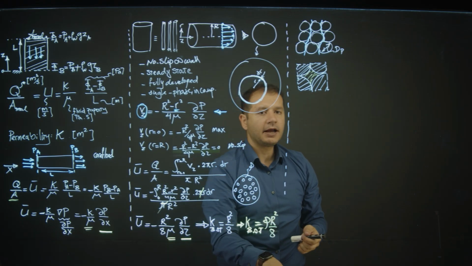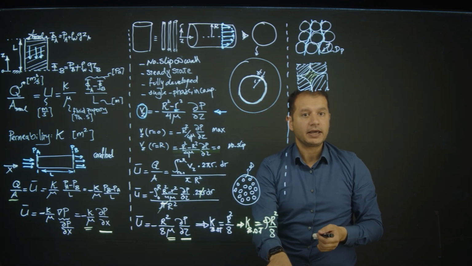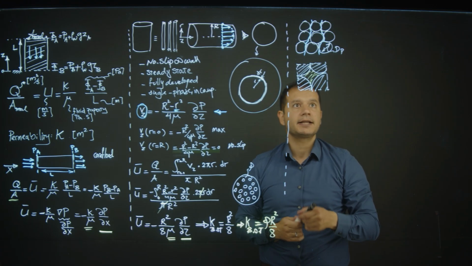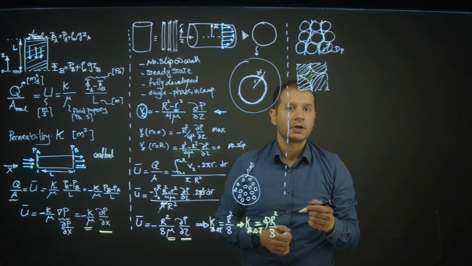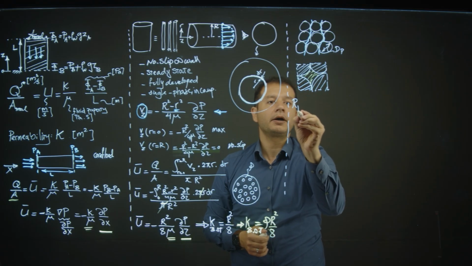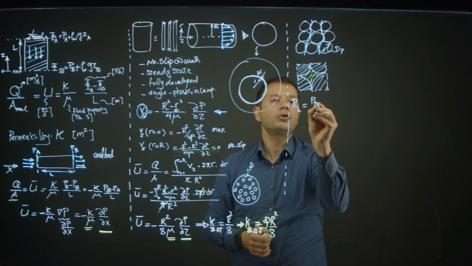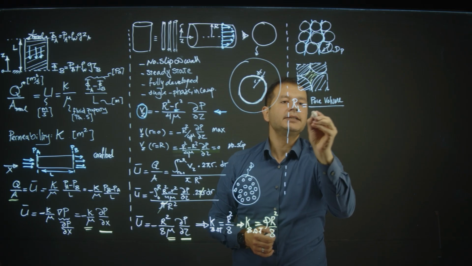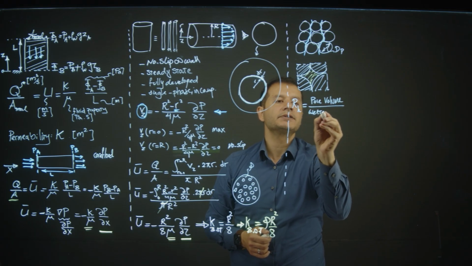Hydraulic engineers have defined a very, very neat way forward for non-circular cross-sections, and that's called hydraulic radius. Hydraulic radius, R_hydraulic, is the pore volume available for flow divided by wetted surface.